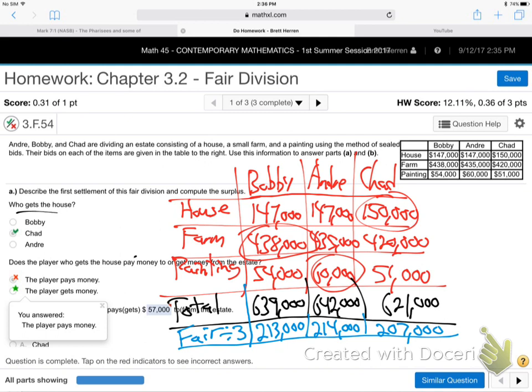Right? Same thing for the other people. As long as we give Andre $214,000 worth of stuff, he'll think it was fair, and Chad $207. Now you might think, well, so Chad's going to get more? Yeah, Chad's going to get more value, more monetary, more total number. So you might think, well, just write higher numbers.